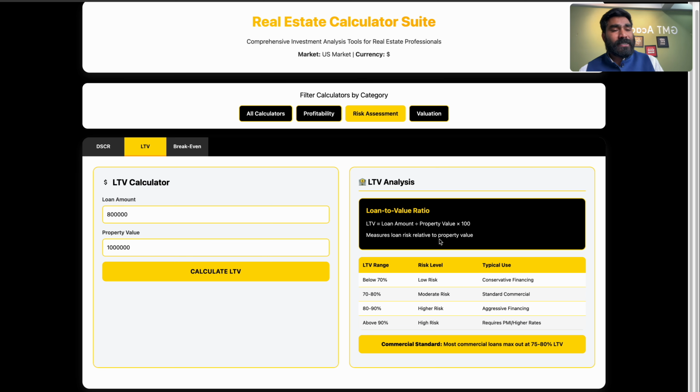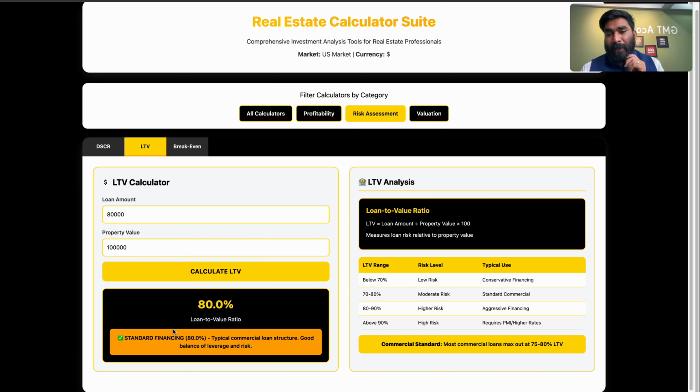All right, so let's calculate it. Let me just reduce the numbers, it would be easier for reading. Let's say we have a loan amount of 80k on XYZ property, and the property value is 100k. So let's calculate loan to value. It means you have a higher property value compared with the loan amount, and this would be treated as standard financing.